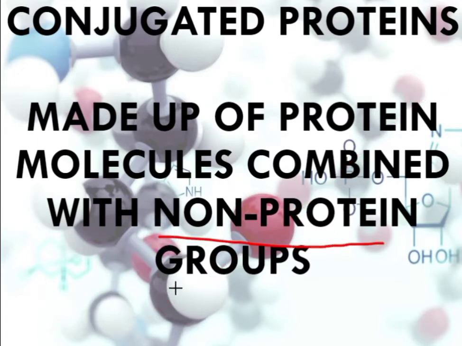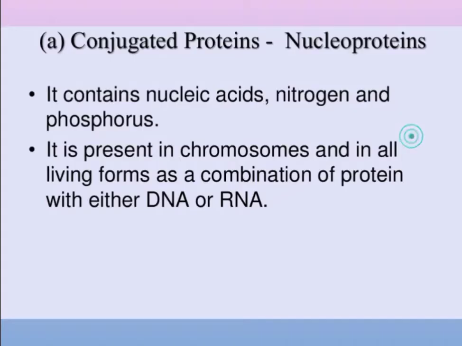So if your simple proteins are just amino acids themselves, this conjugated protein is made out of the protein molecules or the amino acid, which is also combined with another non-protein group. Conjugated proteins such as your nucleoproteins contain nucleic acid, nitrogen, and phosphorus. In its name, nucleo and proteins, it is a combination of nucleic acid and protein. So we are correct with our definition of conjugated protein as a protein plus a non-protein group such as nucleic acid. It is present in your chromosomes and in all living forms as a combination of protein with either DNA or RNA.